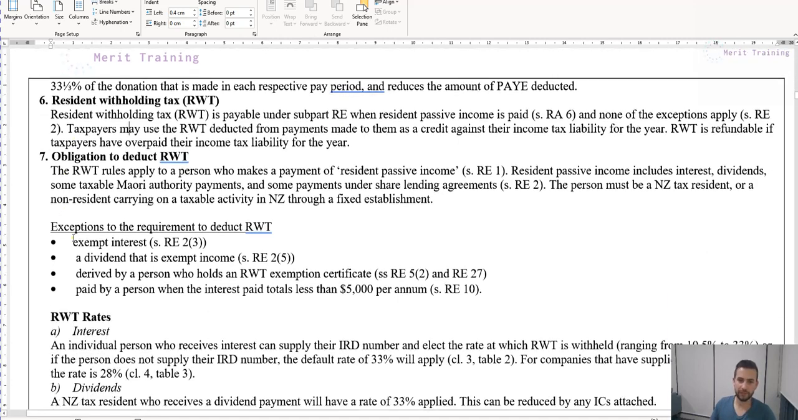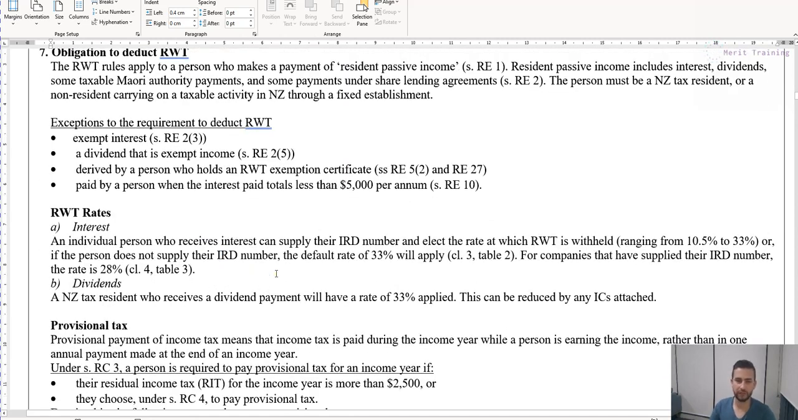So there are a couple of exceptions to the requirement to deduct RWT. But basically you can still receive your passive income without the government taking a bunch up front. This includes exempt interest, a dividend that is exempt income, income derived by a person who holds an RWT exemption certificate, or interest paid by a person when the interest totals less than $5,000 per annum. So it's basically either exempt income, which you don't need to include in your tax return anyway, and therefore no tax is required to be paid, or it's a small amount, less than $5,000.